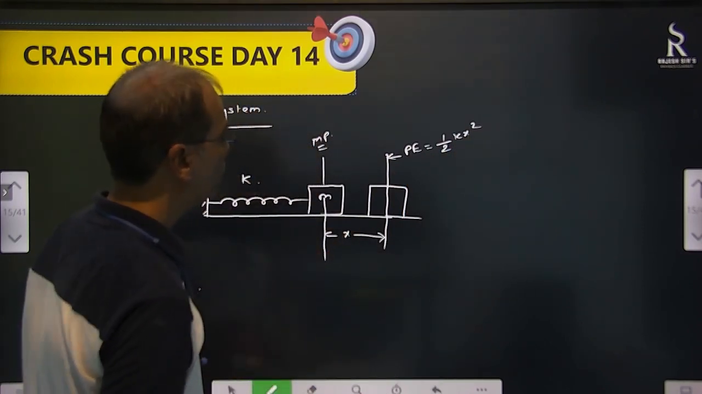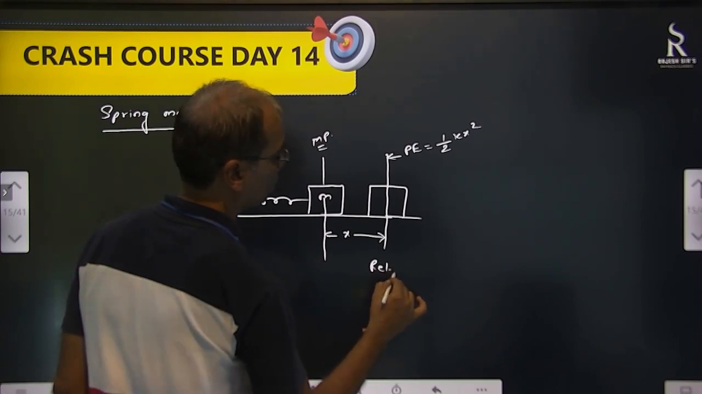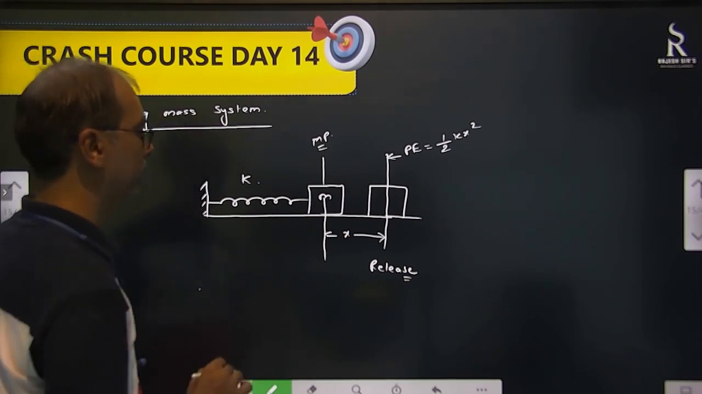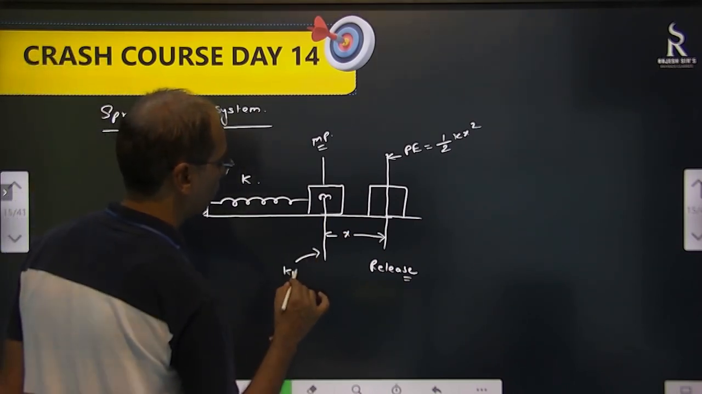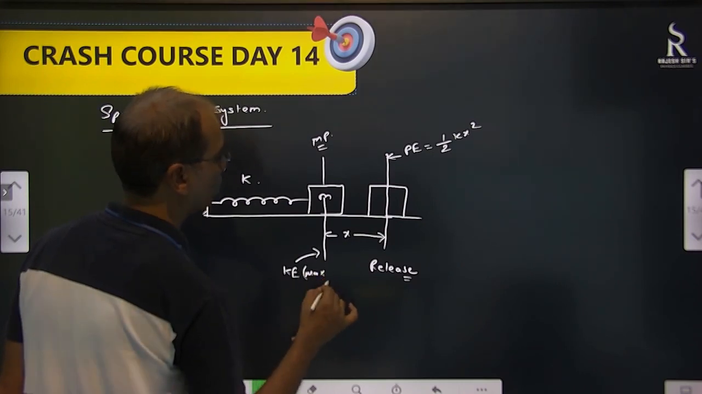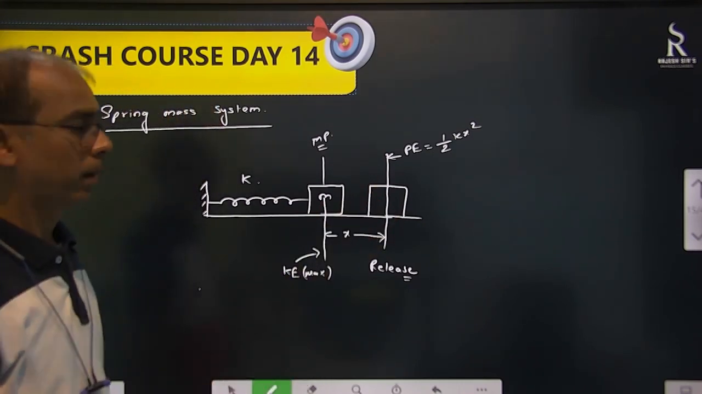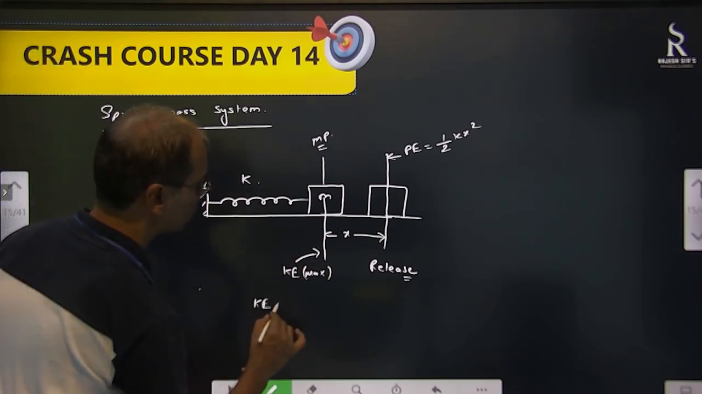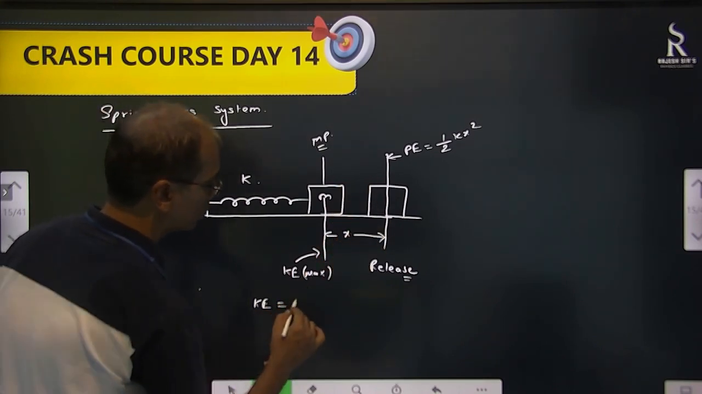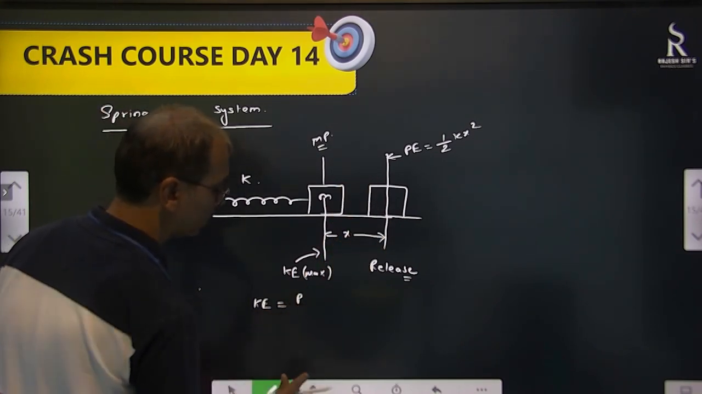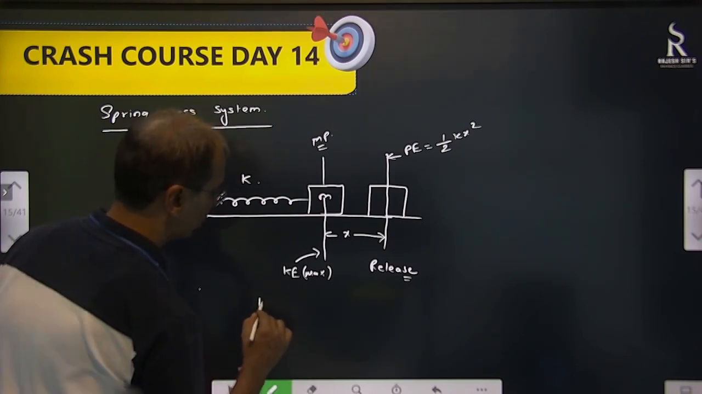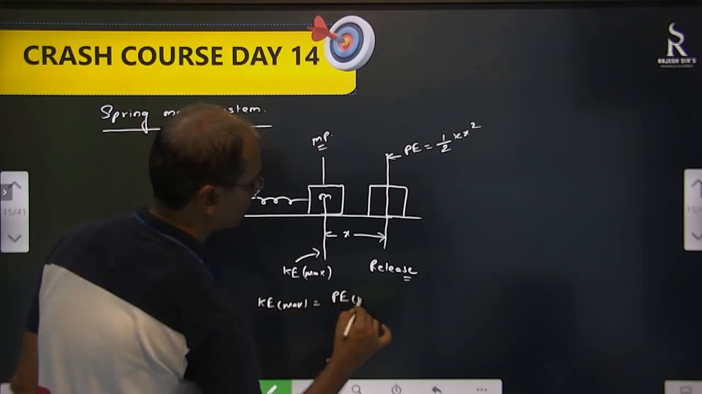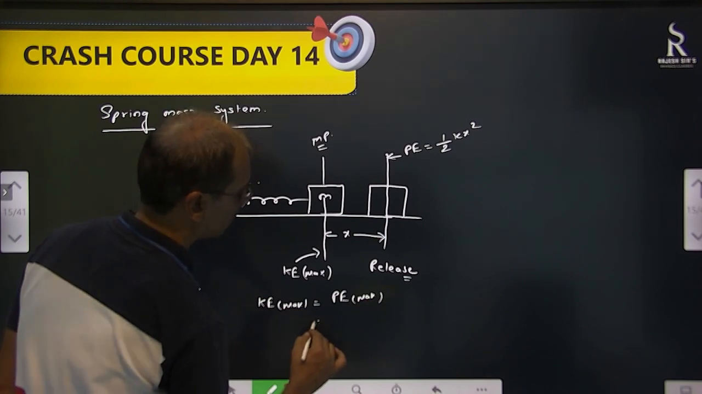Now when we release it, and when it reaches the mean position, what type of energy will it have? Kinetic. Which kinetic? Maximum kinetic. That means this maximum kinetic energy will be equal to the maximum potential energy because energy is conserved. At the mean position, the entire potential energy at the extreme will be converted. So kinetic energy maximum is equal to potential energy maximum.